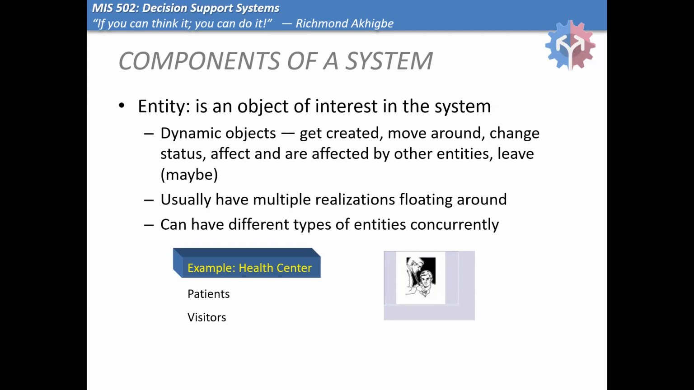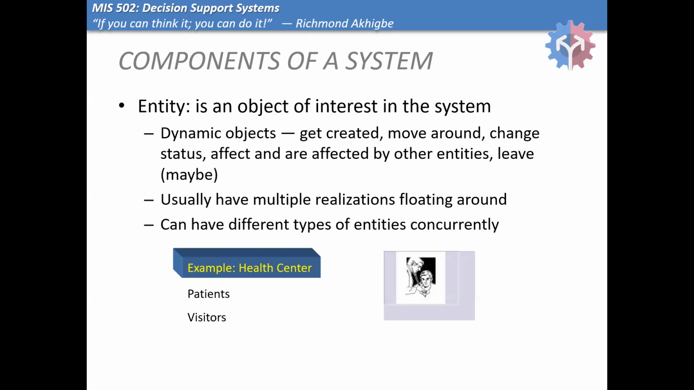Dynamic objects that get created, move around, change status, affect or get affected by other entities, and leave the system. In simple terms, these are your customers who want to get service. These are called customers. These are called entities. In a healthcare center, patients, visitors, these are entities. Remember, human is not an entity, because a human can be a patient, or as you'll see on the next slide, a human can be a doctor or a nurse, which would become what you call a resource. So you have to be precise about it.